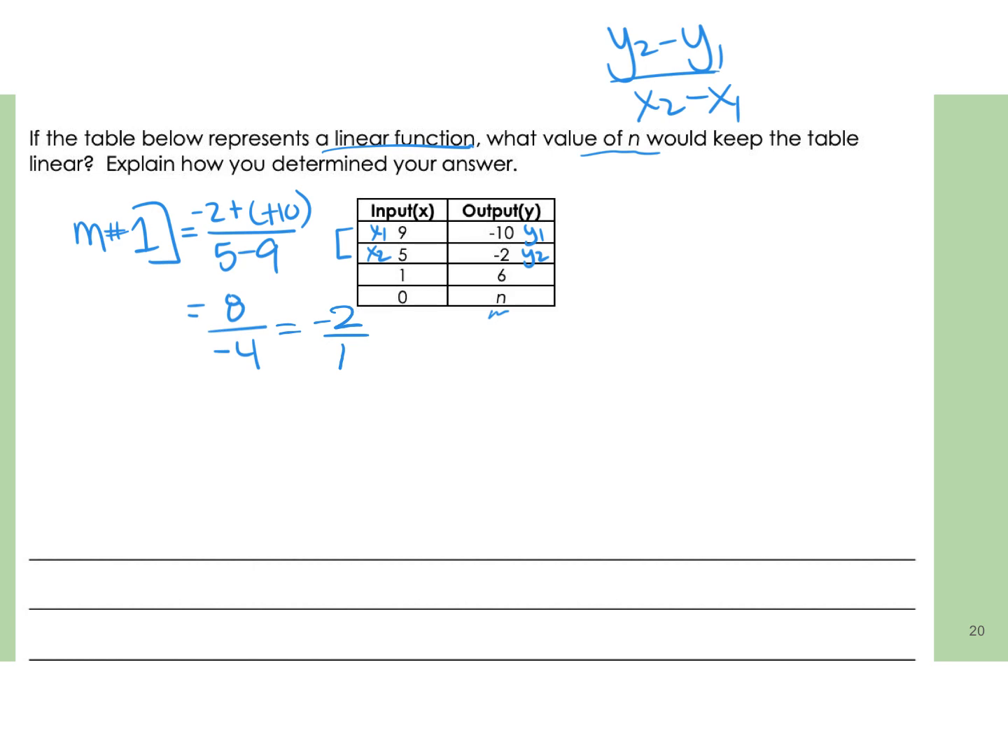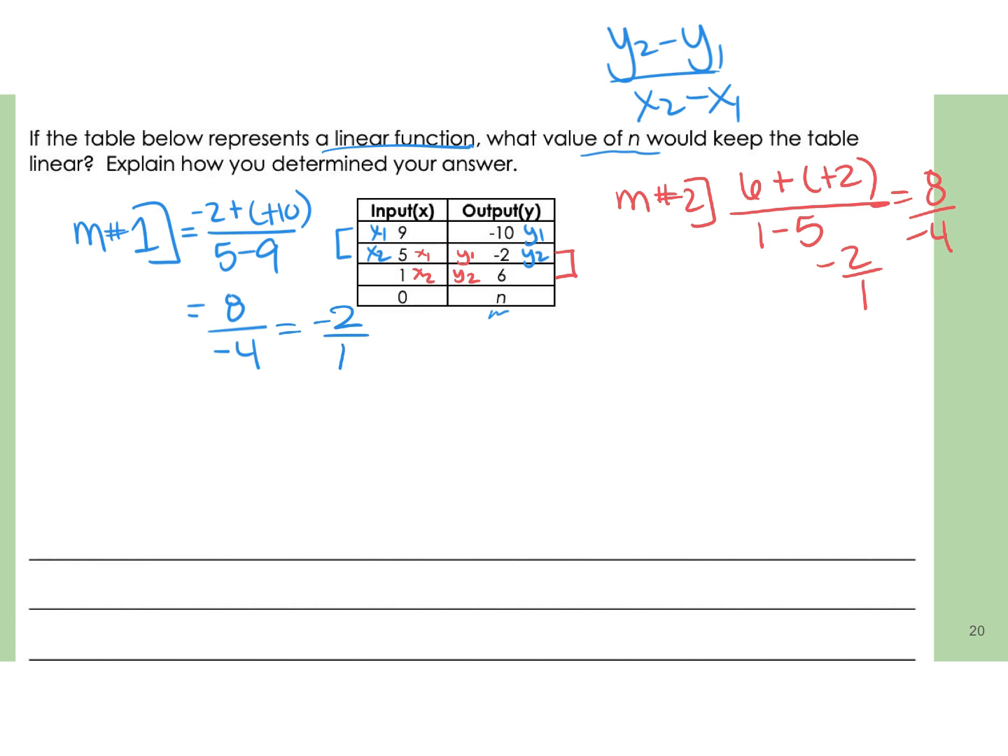I'm going to switch colors here, and I'm going to use my next 2 points, which would be these two. So now this will be x1 and this will be x2. This will be y1 and this will be y2. So for slope number 2, I get 6 minus -2 over 1 minus 5. This means add. I get 8 over -4 again. So I have -2. So my slope needs to be -2.